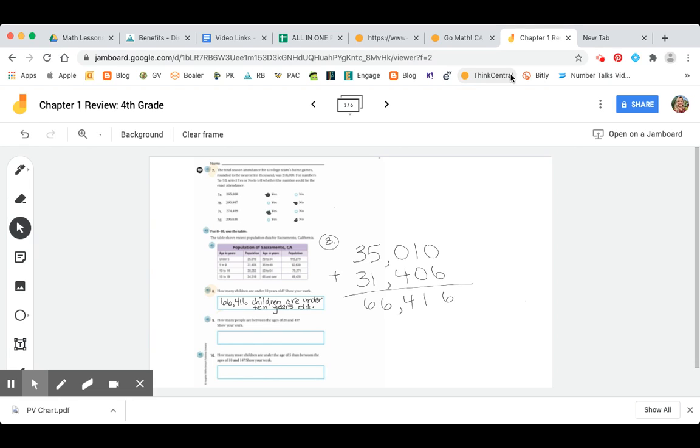Okay. So then the next question is, how many people are between the ages of 20 and 49? So I think you can do that because we did number 8 together. And number 10 is related to those. So you guys can do those on your own. You can hit pause right now. Actually, I think this is a good stopping place.